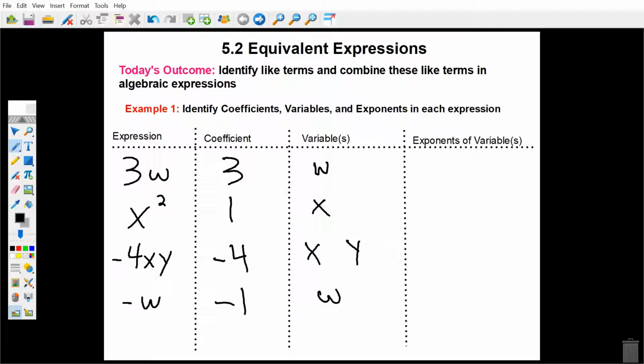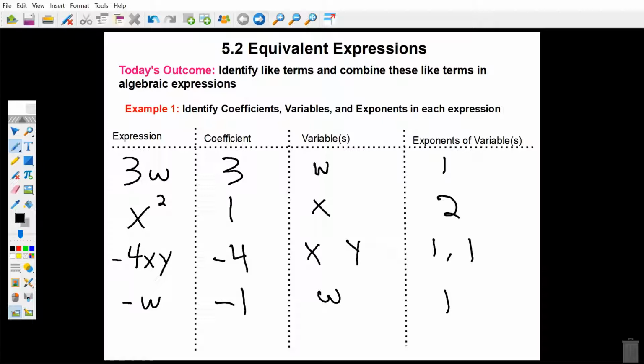Finally, for the exponents of the variables, we are looking at the exponents on top of each of those letters. What exponents are present? Well, there's no number written on the w. If there's no number present, you'll recall that it's just a 1. For the x squared, we have a 2. For the x and the y, we have a 1 and a 1. And for the w, we have a 1 as well. So now our table is complete.